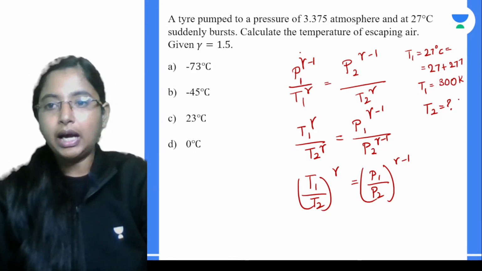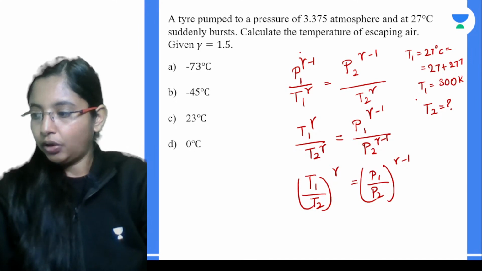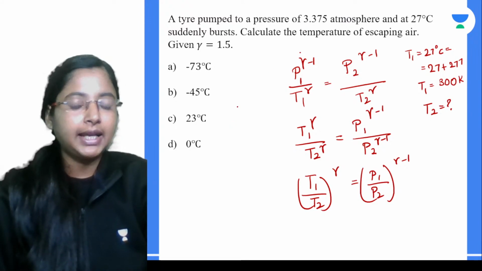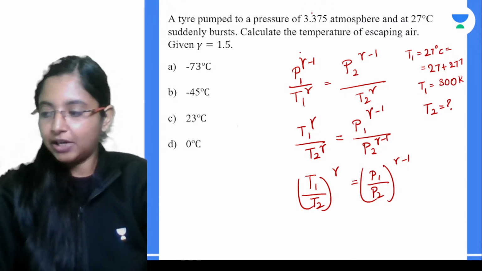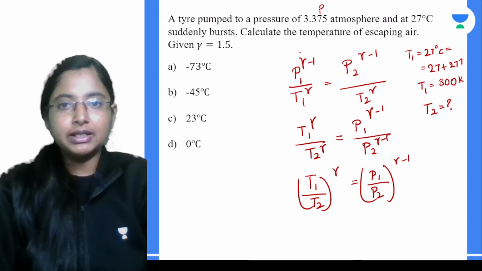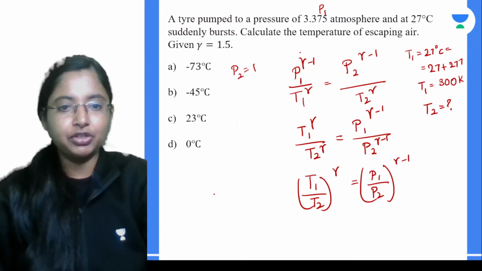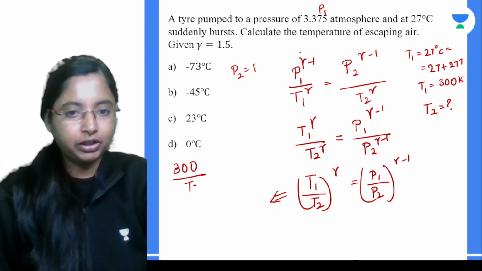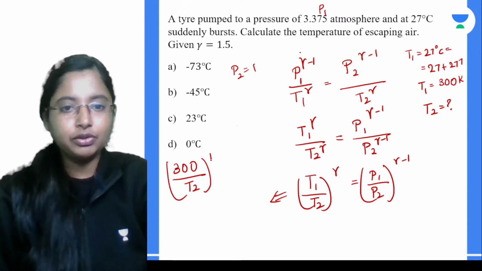So from here, what we know is T1. What about pressure? Atmospheric pressure is around 1. As soon as the gas escapes from the tire, the pressure becomes atmospheric, which is 1 atm. So we can substitute these in this equation. Temperature T1 is 300 Kelvin divided by T2, which is what we want to find. This value to the whole power, where gamma is 1.5.